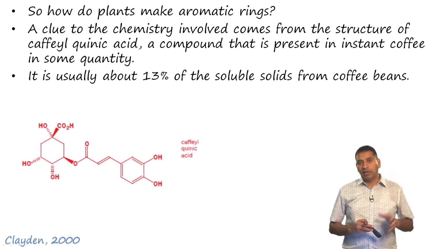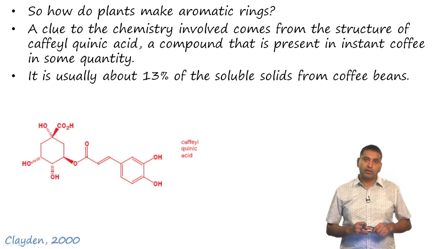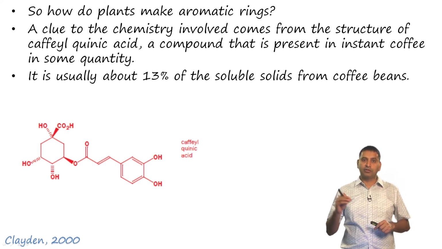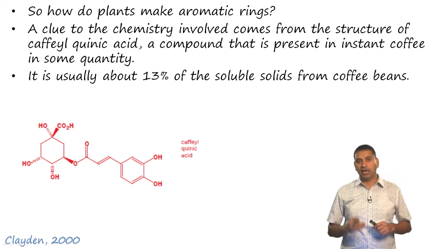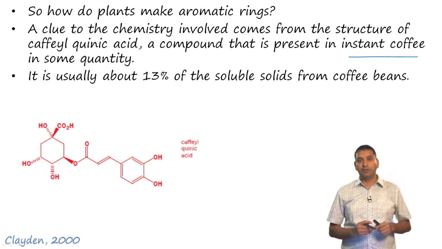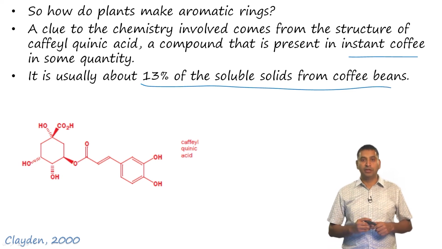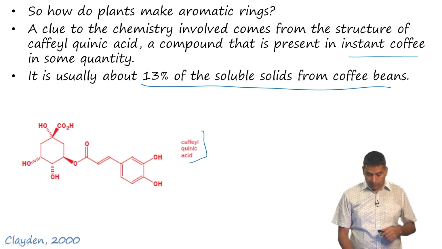So, how do plants make these aromatic rings? A clue to this chemistry comes from the structure of caffeoyl quinic acid, which is a compound that is present in instant coffee in some quantity. It is about 13% of soluble solids from coffee beans. So, here is the structure of caffeoyl quinic acid.